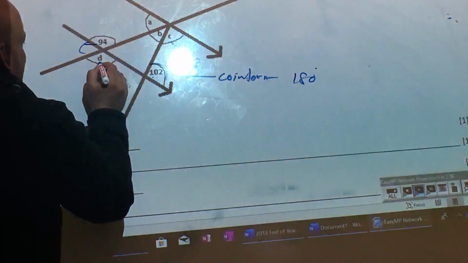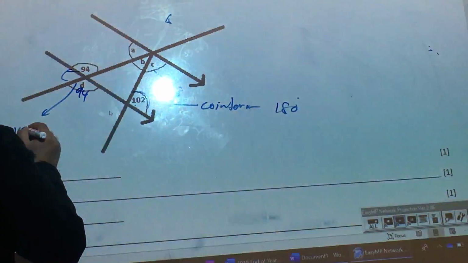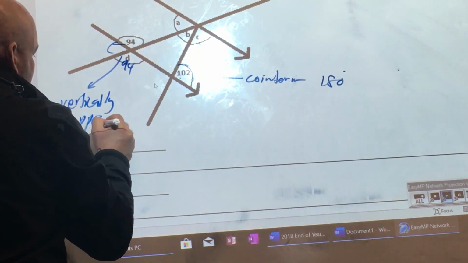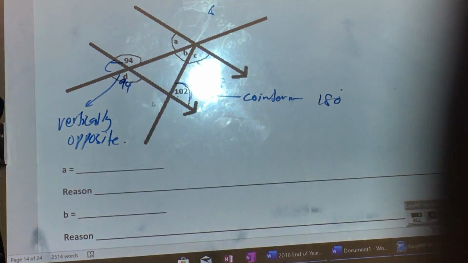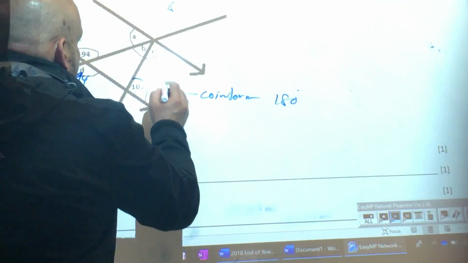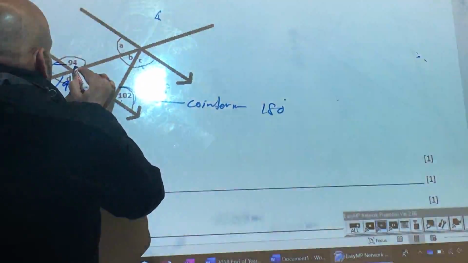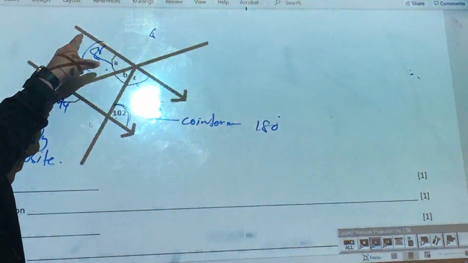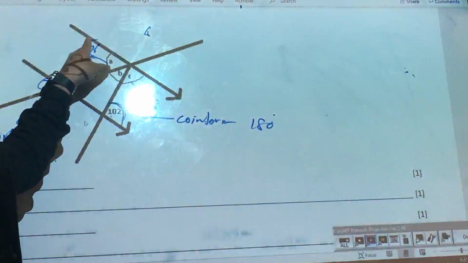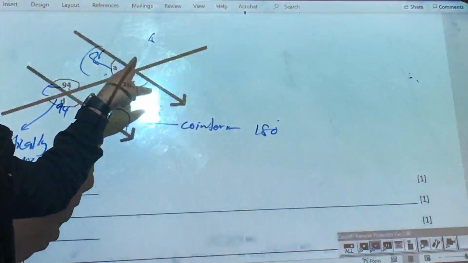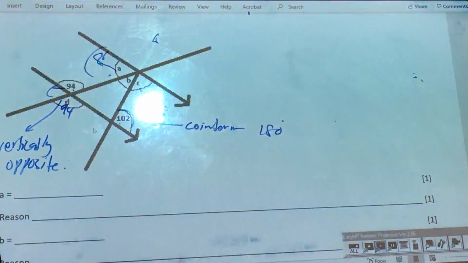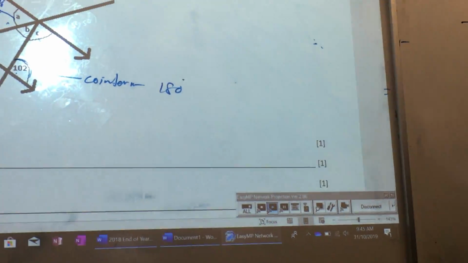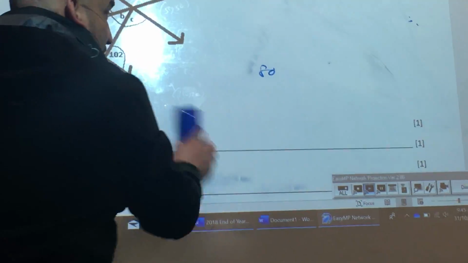If this is 94, this is also 94. Why? This angle is called vertically opposite. So this is 78, this is 94, this will be 86. Why? Because it's co-interior, and then you could add up these two, it should come to 180 because angles on a straight line. So that's a little bit of geometric reasoning, guys.